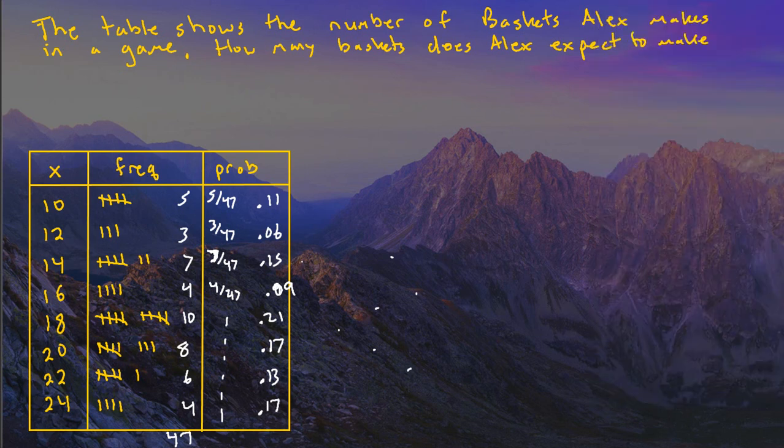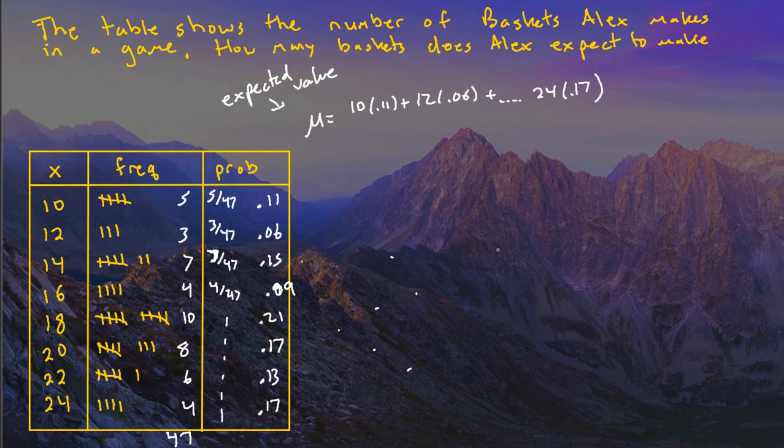0.17. Okay, so now to find my mean, which is our expected value, is going to be 10 times 0.11 plus 12 times 0.06 plus all the way down to 24 times 0.17. And I'm not going to finish that off. That's how you would do it. You would type all that in, and that gives you the expected value.